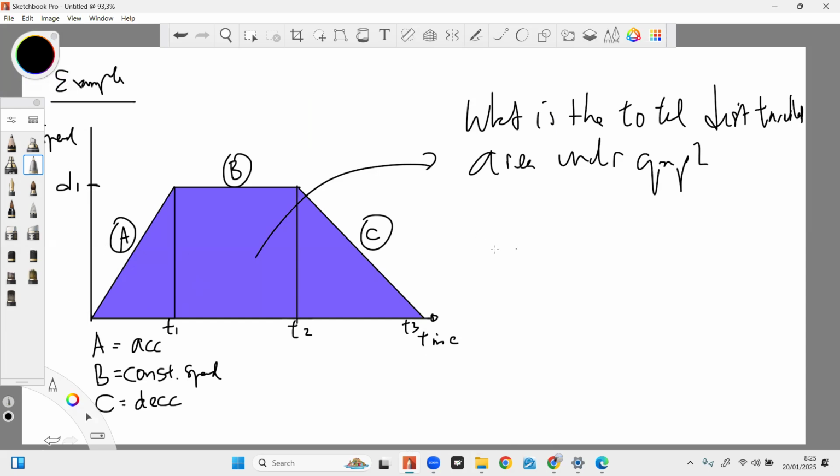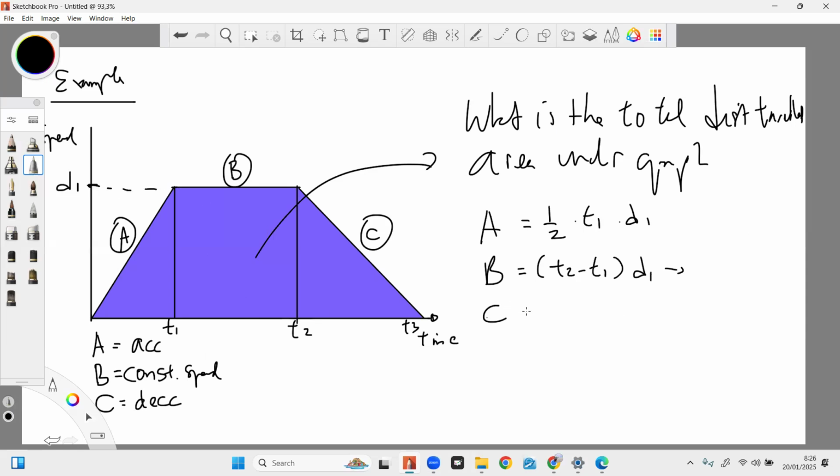What is the area of A? What is the area of A, guys? One half, why? Because it's a triangle, right? Half times base, which is T1, times height, which is D1. Get it? Be careful about B. What is the area of B? T2 minus T1. Why? Because we are calculating this size only, not T2 times D. Careful. T2 minus T1 times D according to the rectangle rule. We only have one D.